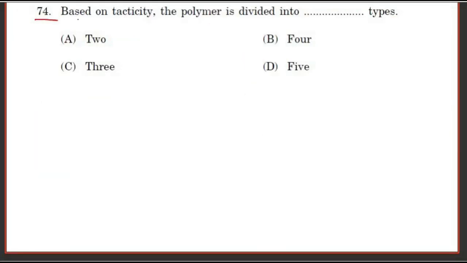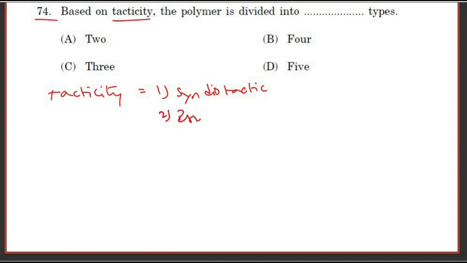Question number 74. Based on tacticity, the polymer is divided into dash types. There are 3 types of tacticity. One is syndiotactic. Second one is isotactic. Third one is atactic. Tactic means the arrangement of groups or atoms. Option C is the correct answer.